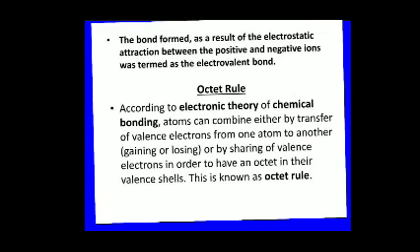The bond formed as a result of electrostatic attraction between positive and negative ions was termed the electrovalent bond. The electrons present in the outermost orbit of an atom take part in bond formation. These electrons are called valency electrons and the outermost orbit is called the valency orbit.